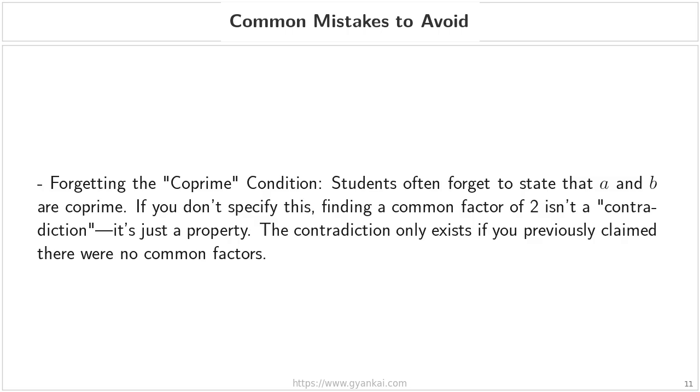First, let's talk about forgetting the coprime condition. This is perhaps the most critical part of our setup back in step 1. When we assumed that the square root of 2 equals a over b, we explicitly stated that a and b are coprime. If you forget to mention that they have no common factors, then when we later discover that 2 divides both a and b, you haven't actually found a contradiction, you've just found a common factor. A contradiction only exists if you have previously claimed that no such common factors exist, so never skip that definition.